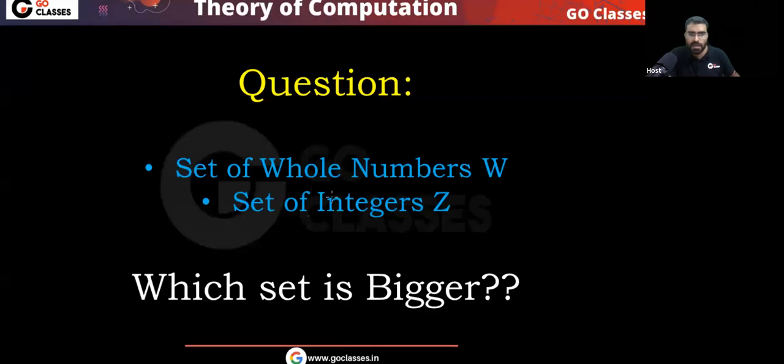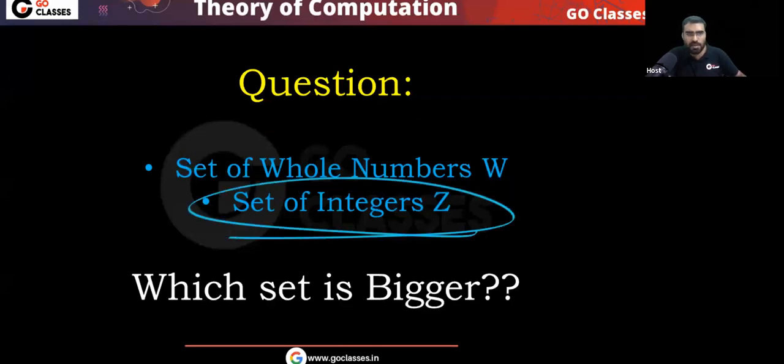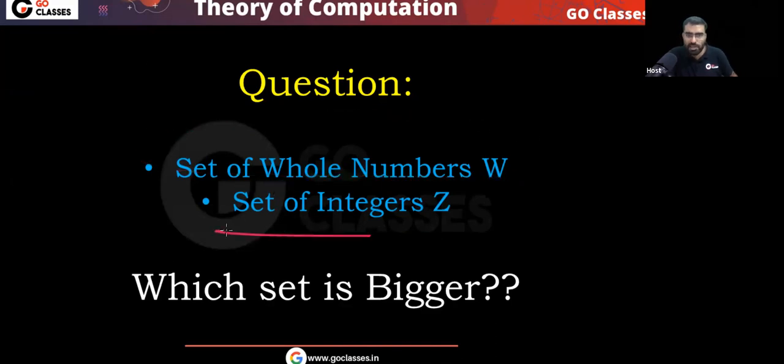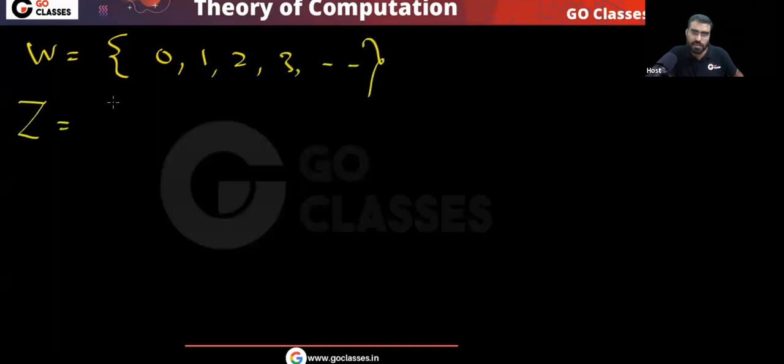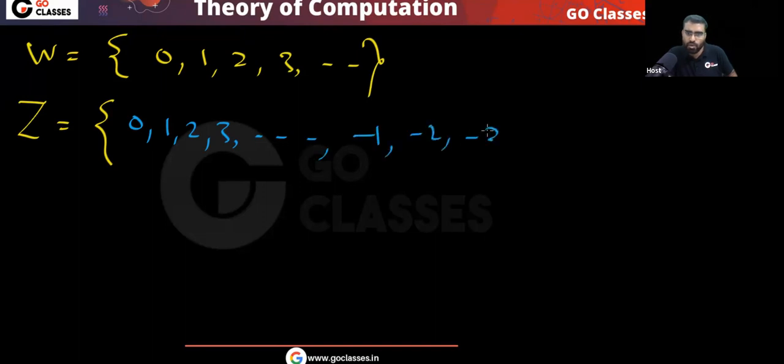Now tell me this point. The set of whole numbers, that is, non-negative integers, and the set of all integers: which set is bigger? Simple question. Can you create a bijection? The set of whole numbers is 0, 1, 2, 3, and so on. The set of integers has 0, 1, 2, 3, and also negative numbers: -1, -2, -3, and so on.